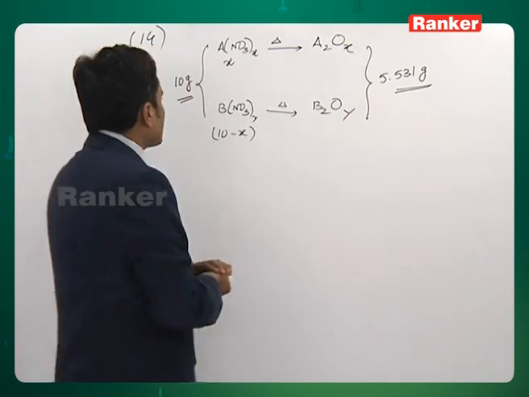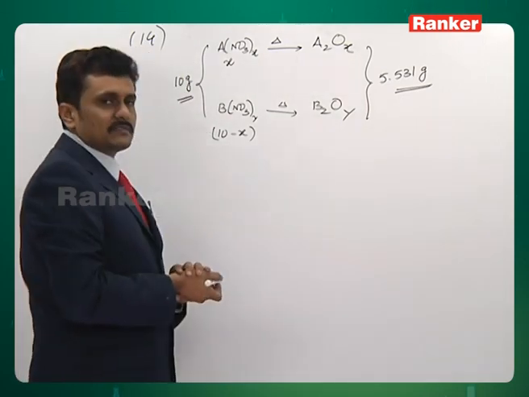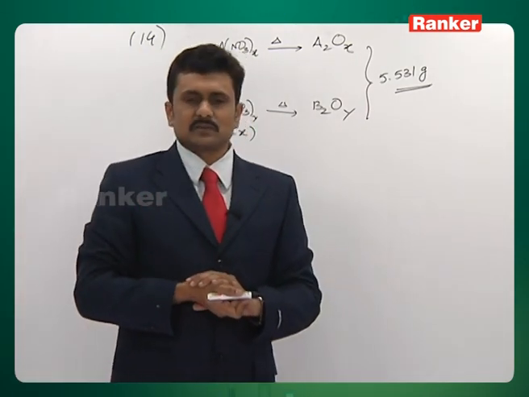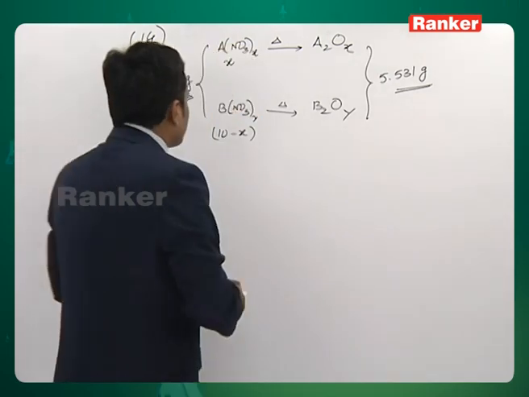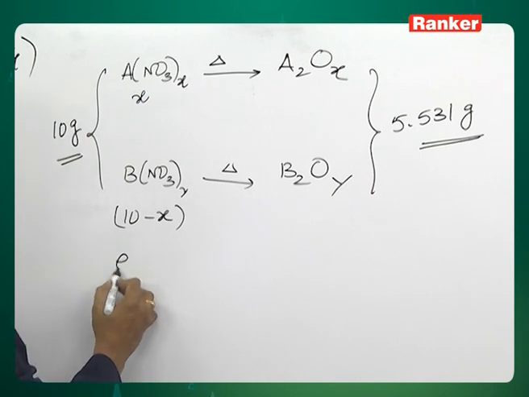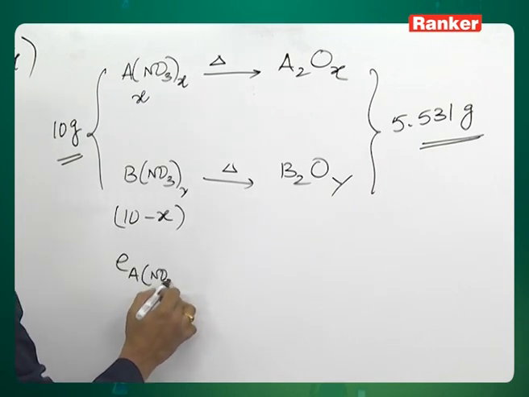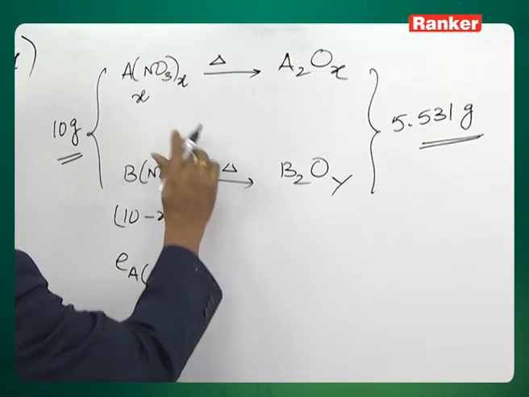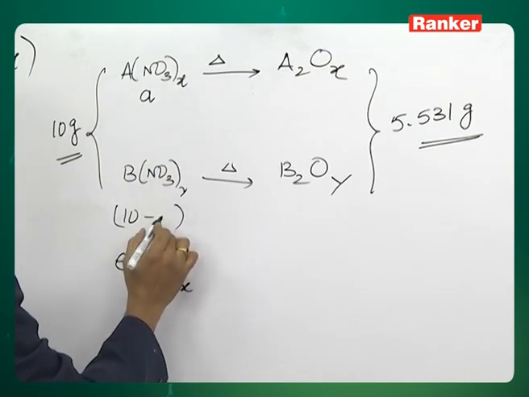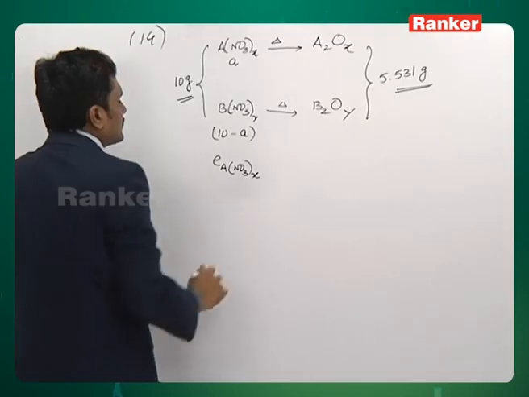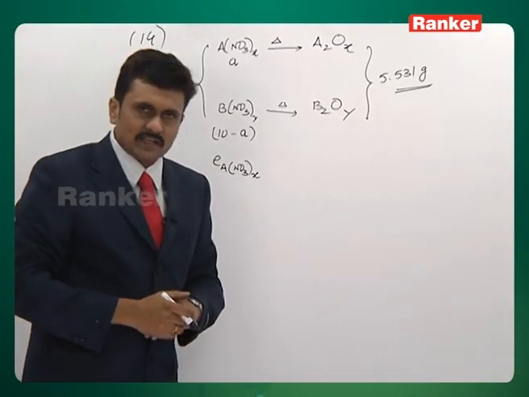Now we know that the gram equivalents of ANO3 taken X, whenever we find the gram equivalents, when the weight is given, we divide the weight with the gram equivalent weight. I mean, you have the gram equivalents of ANO3 taken X as, or I'll assume this time it has A grams, and this will be 10 minus A, because already we have assumed here it has X. Now let's take it as A grams.